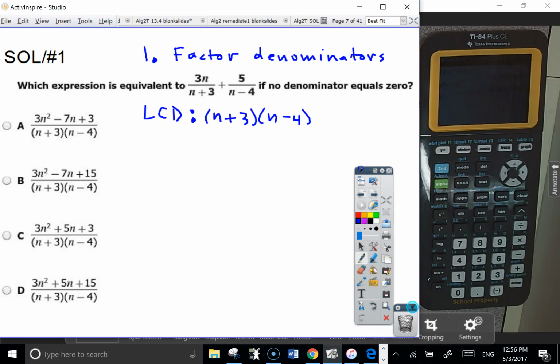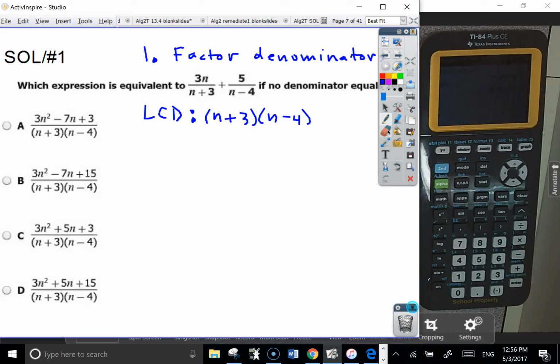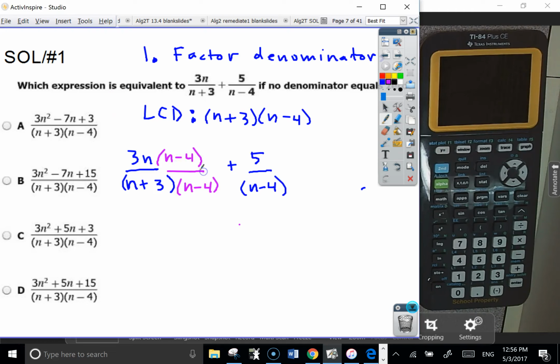Okay, so once you've got your least common denominator, then let me write this down. 3n divided by n plus 3, plus 5 over n minus 4. Okay, let me change color. What do I have to multiply the first fraction by so that it has that least common denominator? So I'm going to go n minus 4 over n minus 4. Right, what about the second fraction?